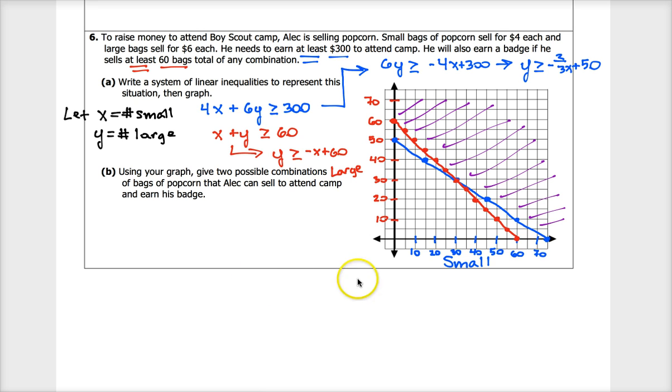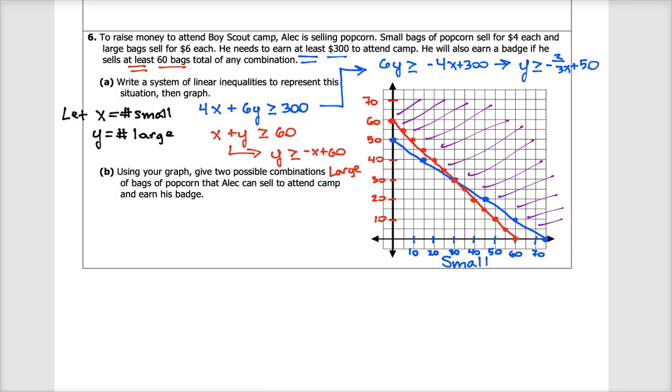Okay, so if you check your graph, it should look something like this here. Your shaded region is going to be above both of the lines, so it's going to be this region here in purple. Part B of this problem asks us to use our graph to give 2 possible combinations of bags of popcorn that Alec can sell to attend camp and earn his badge. So again, this shaded region represents the number of bags he could sell to both attend camp and earn the badge. So we just need to pick any 2 points from this shaded region, and again, your answers might vary from mine.